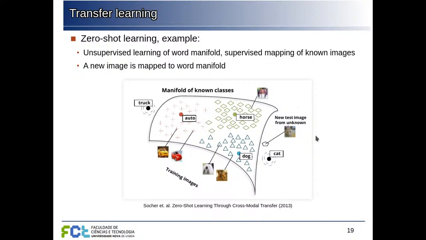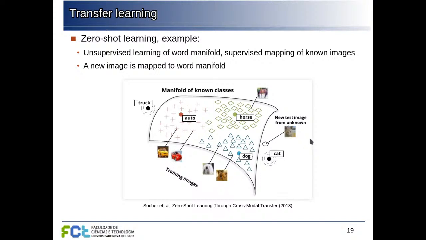Now suppose that we have a new image, for instance, a cat, for which there was no category in the supervised training stage. So there were no images of cats, so never was there an example where the network had to classify something as a cat. But they have a way of finding that this image is not inside the manifold of the original images in the training set. So now what they do is try to find the corresponding point in the word manifold for this image, and then find the closest word to that point. And in this case, it would be cat.